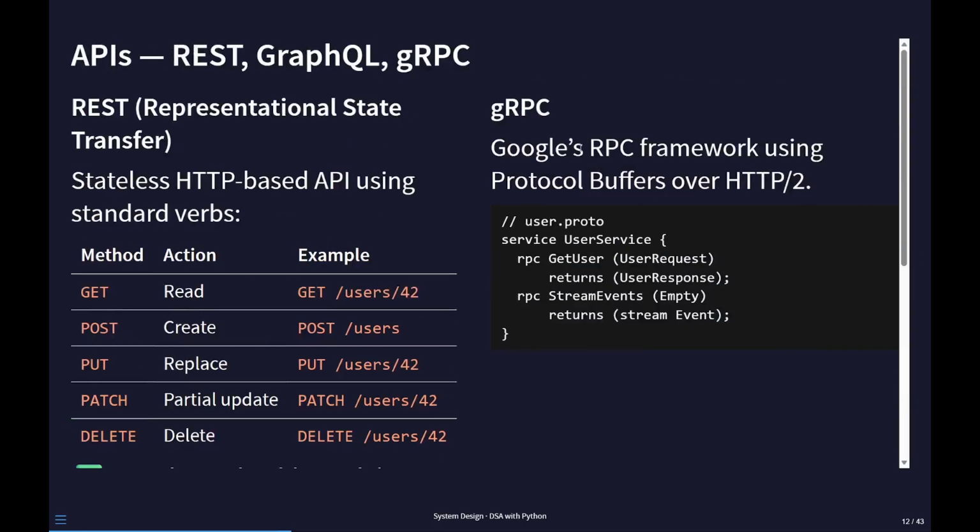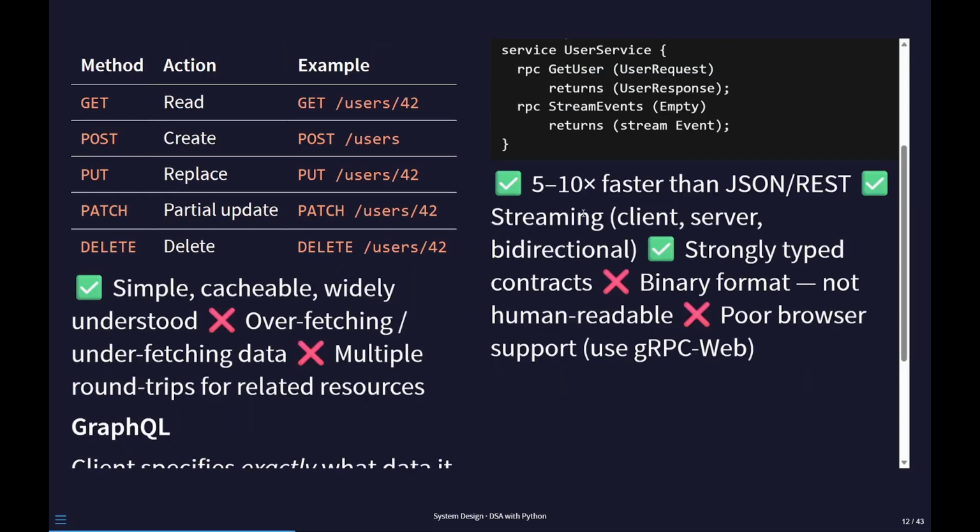gRPC is Google's remote procedure call framework, built on protocol buffers and HTTP/2. You define your service contract in a .proto file, as you see in the code on screen, and protobuf generates client and server code in any language. gRPC is 5 to 10 times faster than JSON REST for equivalent operations, because the binary protobuf encoding is much more compact and efficient than text JSON.